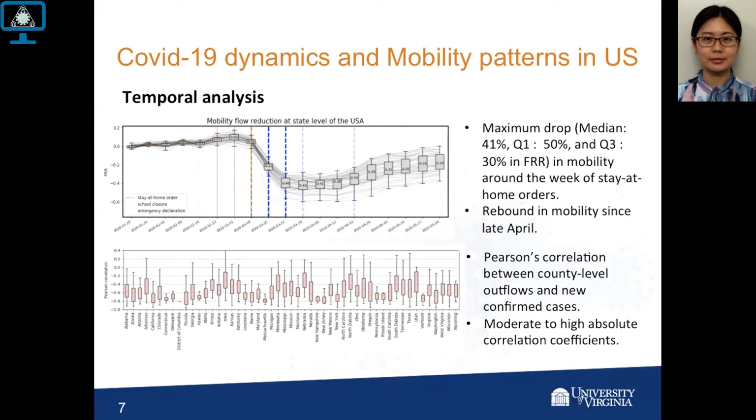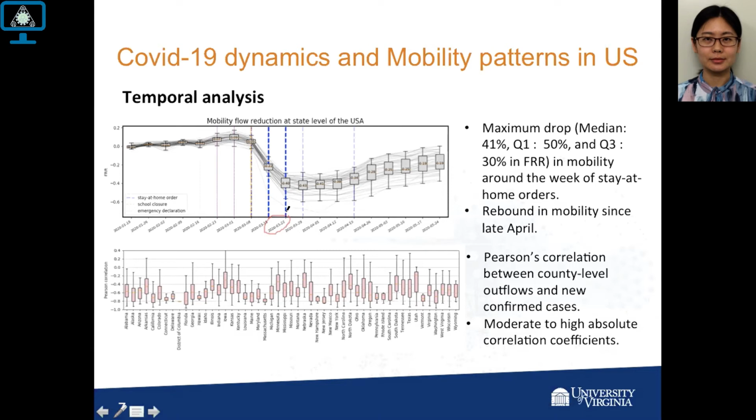Here's the temporal analysis. The spaghetti plot shows the weekly FRR of states in the US. The vertical dashed lines present the government orders, including stay-at-home order, school closure, and emergency declaration. The government orders in different states may overlap with each other. So we can observe that there is a 41% mobility reduction compared to the pre-pandemic flows across the states just during the week here, when most of the states had declared the stay-at-home orders.